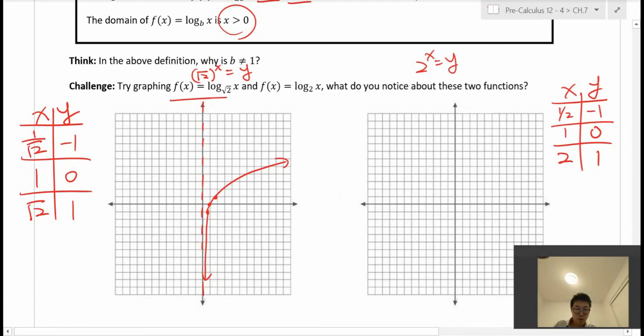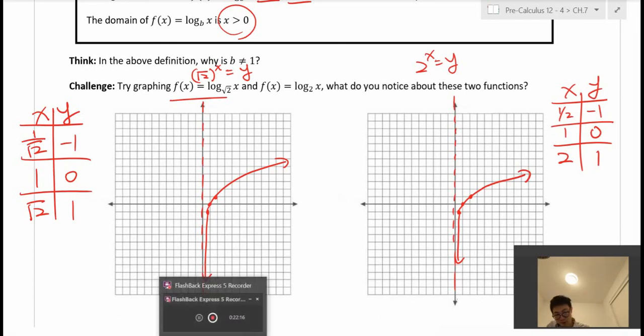Okay, now for this graph, 1/2 and -1. 1, 0. 2 and 1. Same vertical asymptote. And there's the graph. Hopefully that's all you got. Okay, now it says, what do you notice about these two functions? Have you noticed anything? Okay, I'll let you think about it.